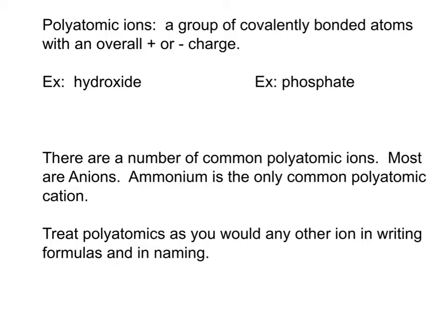So, first of all, what is a polyatomic ion? Polyatomic ions are a group of covalently bonded atoms with an overall charge, either positive or negative. So it's a molecule. We haven't really covered covalent bonding yet, but this is a group of atoms that are stuck together. They're sharing some of their electrons, but they also have either more electrons than protons or fewer, so they have an overall net positive or negative charge.